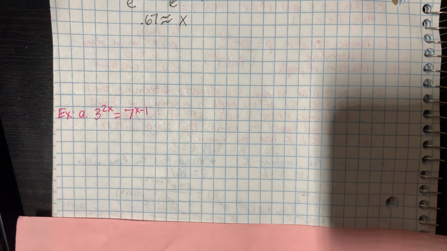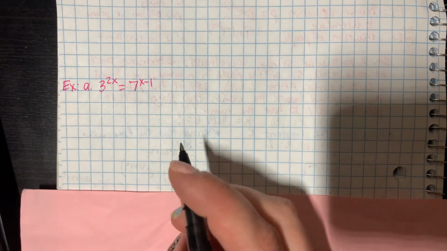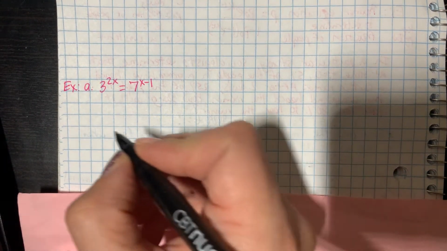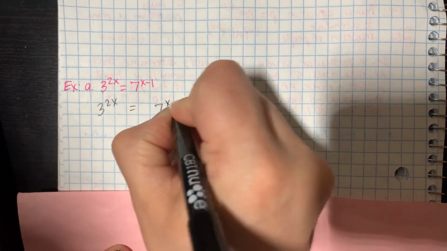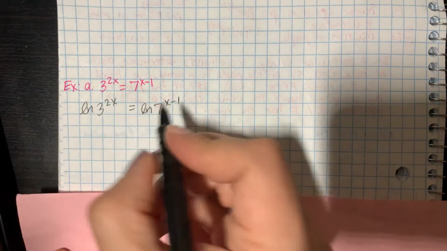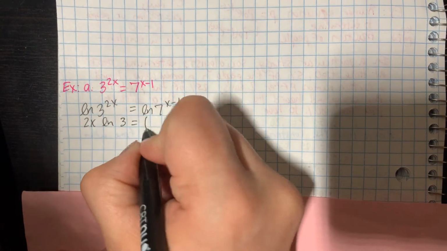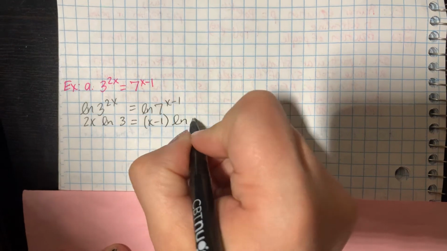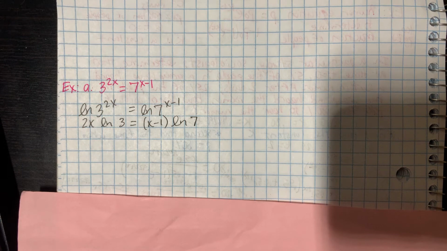Okay, next problem. Solve for x. So the first thing I'm going to do is, there's no solving I can do. So what I'm going to do is take the ln of both sides. By doing that, I can now bring my exponent down. Okay, we kind of did this already with our logs, but now we're just doing it with an ln instead.